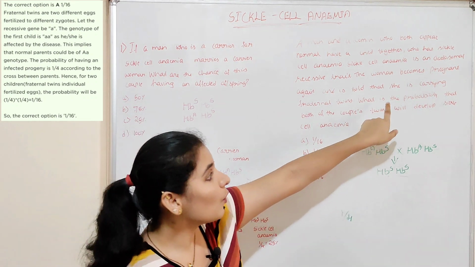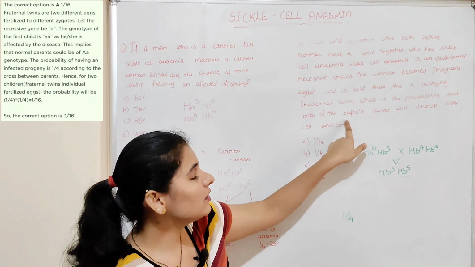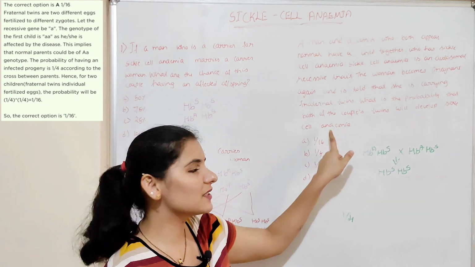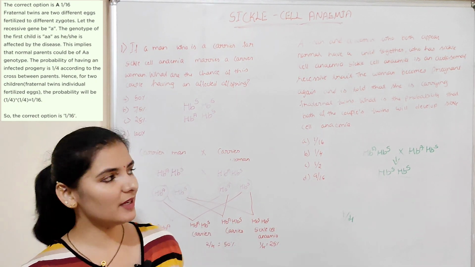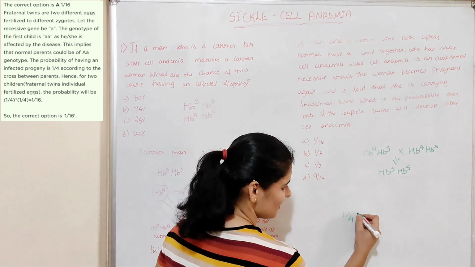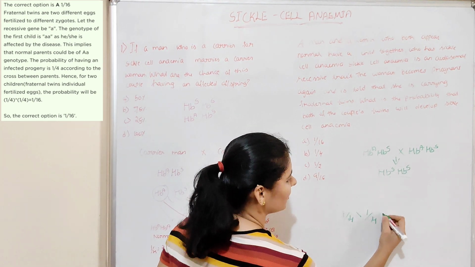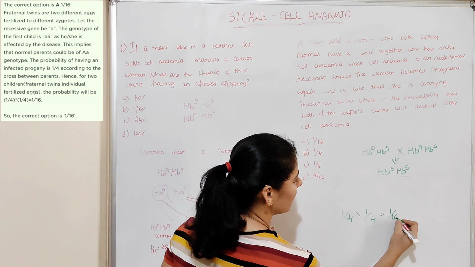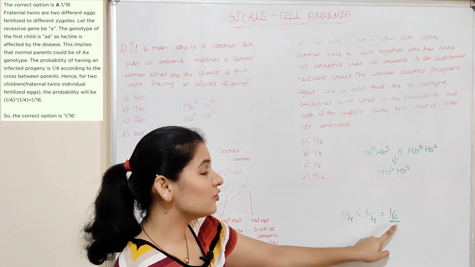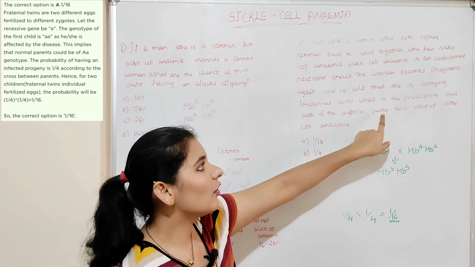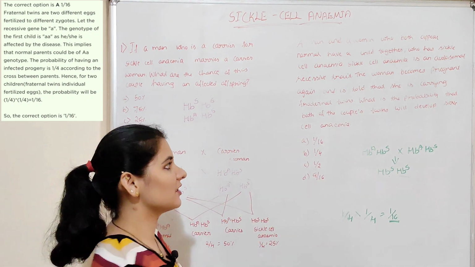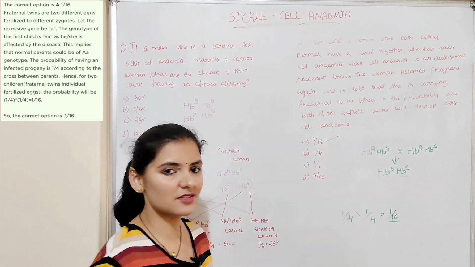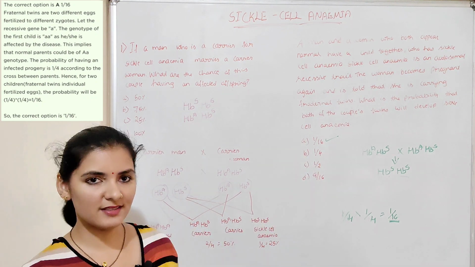The question is, what is the probability of both children of the twins developing sickle cell anemia? So what is the probability of producing 2 children with sickle cell anemia? That is very simple: 1/4 times 1/4. That is 1/16. So the probability of both children of the twins developing sickle cell anemia is 1/16. So the answer is the first option, A, that is 1/16.